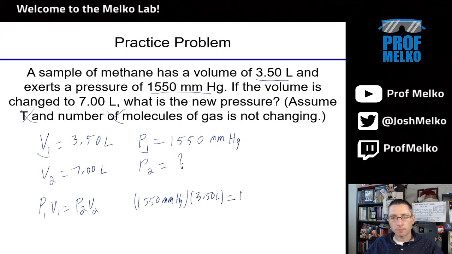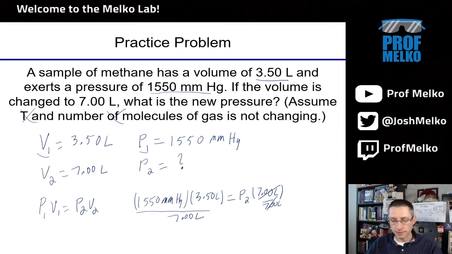This is going to equal P2. That's what I'm trying to solve for. Times V2, 7.00 liters. So I can see here I have this one unknown, P2. I want to get this by itself, so I want to divide both sides by 7 liters, so that it drops out on the right and appears on the left. And now I have my way to calculate P2.